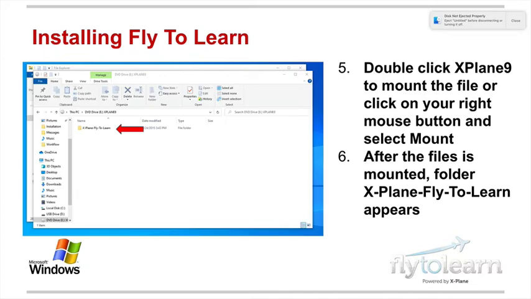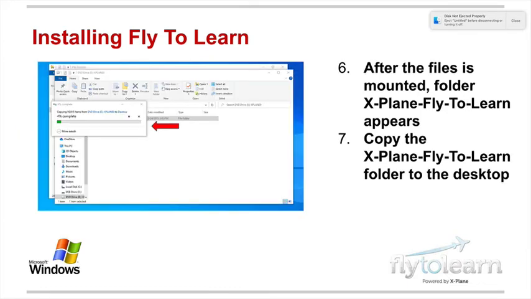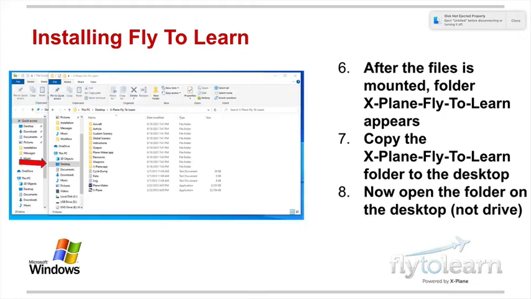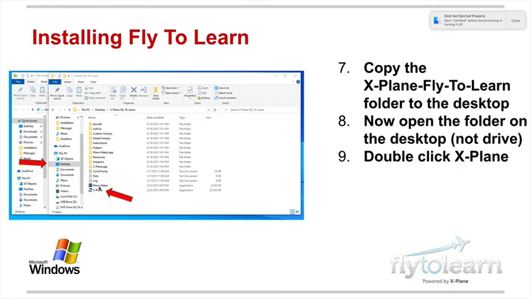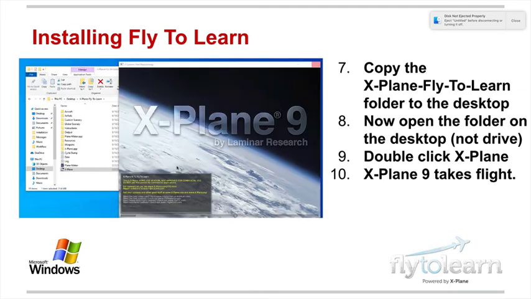After the file is mounted, the folder xplane Fly2Learn appears. Copy the xplane Fly2Learn folder to the desktop. Once you've copied it to the desktop, you are going to select Xplane, which is going to pop up right there. Double-click Xplane, and now it starts. xplane9 takes flight.